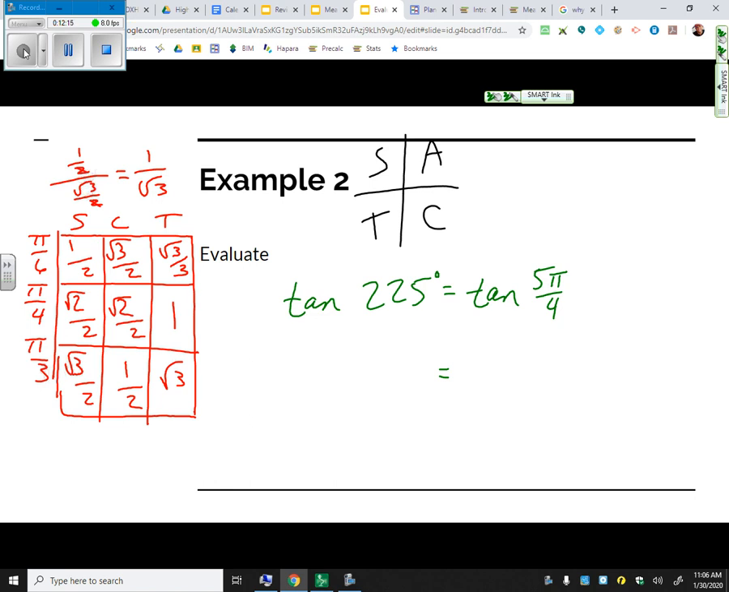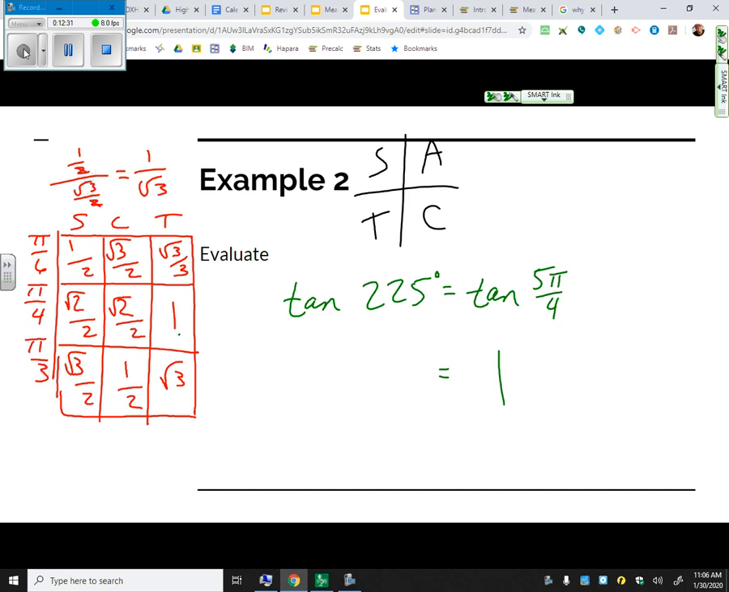Here's my list of reference angles I'm going to get. If I don't get one of these, we'll deal with that in a minute. But pi over 4, right here. I go to my tangent column. It is 1. So my value is going to be 1 from step 2.